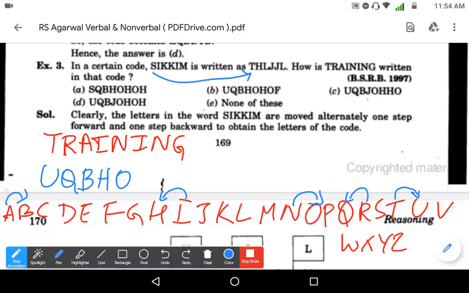And before, now the next one is before I. So again, you will have H. Now, after N is again O. And the last one is before G. So it will be F. Before G is F. So UQBHOHOF, that is your option B, is your answer.